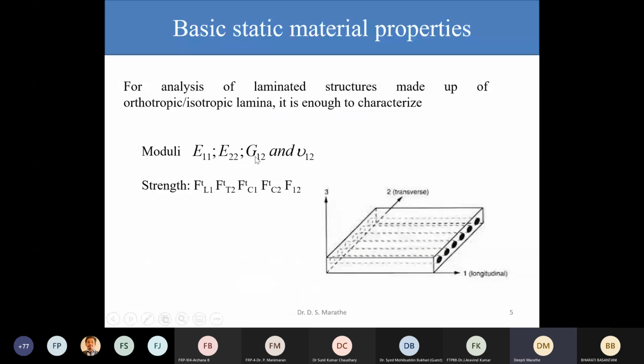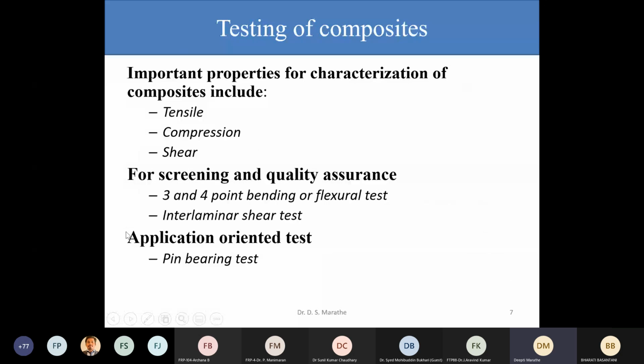We need to find out the strength. G12 is found out by shear test. So we saw two types of compression test, four types of shear test. Also, there are some tests, as I mentioned, that are screening tests, which are 3-point bending. And there are some tests which are application oriented tests, like the pin bearing test.